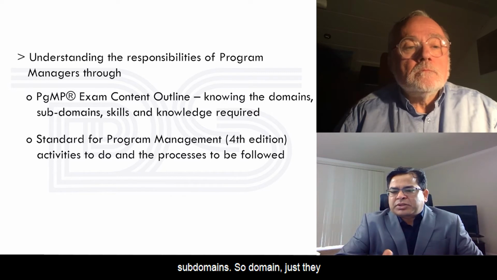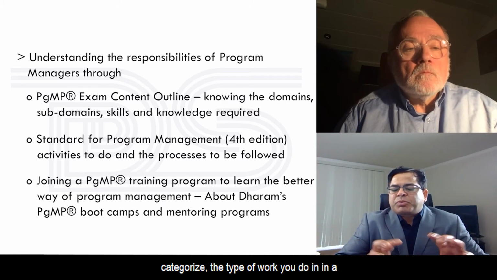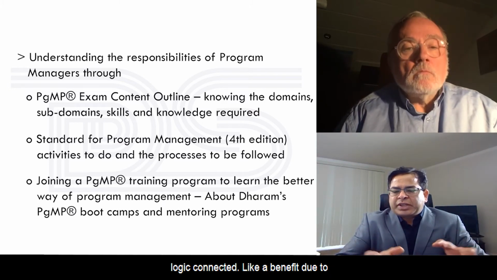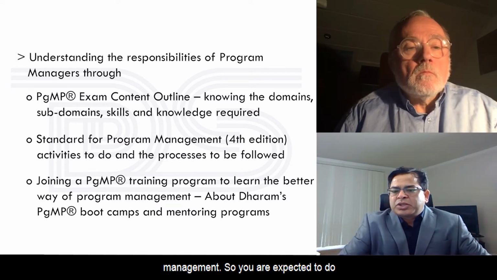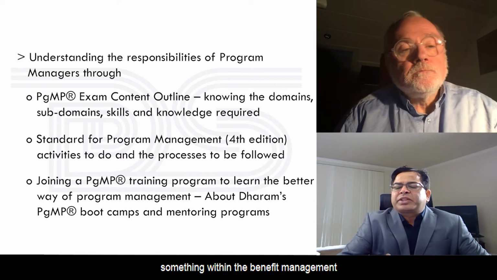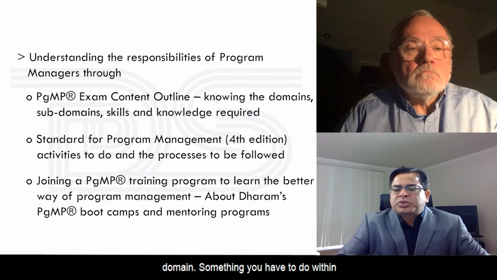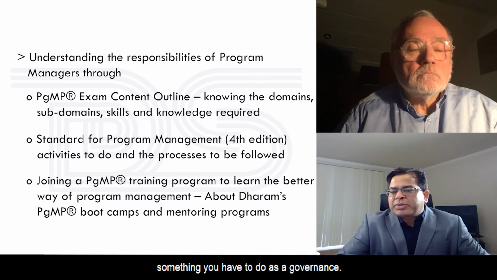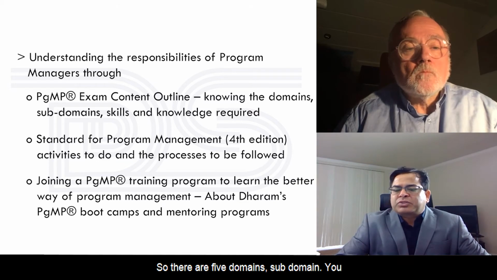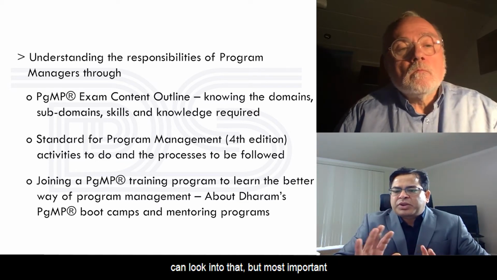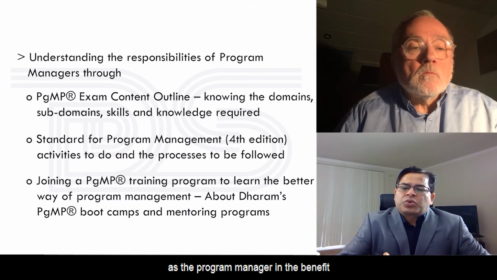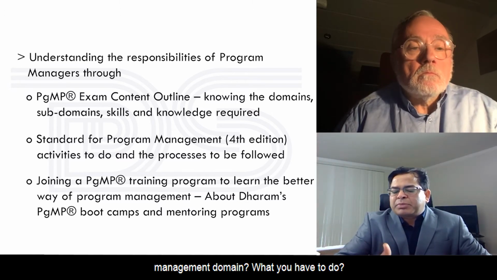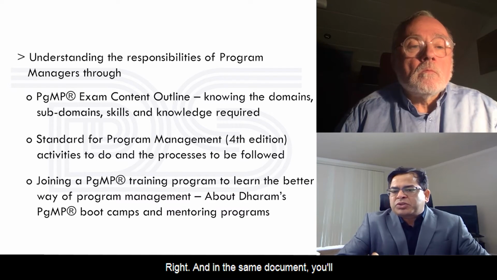The domain, they have categorized the type of work you do which are logically connected, like a benefit. You do anything related to benefit management. So you are expected to do something within the benefit management domain, something you have to do within the stakeholder engagement, something you have to do at the governance. So there are 5 domains, subdomains. You can look into that. But the most important thing for you to understand is what is your role as a program manager in the benefit management domain? What you have to do.